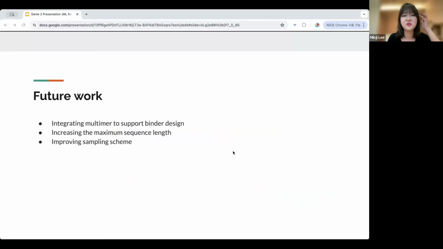And finally, we are working on many directions to improve Genie to support more diverse downstream tasks with higher designability. First is integrating multimer data to support binder design. Next, we can also try increasing the maximum sequence length, since currently it's 256. We are trying to increase to 512 or even more. And we are also working on improving the sampling scheme of Genie.